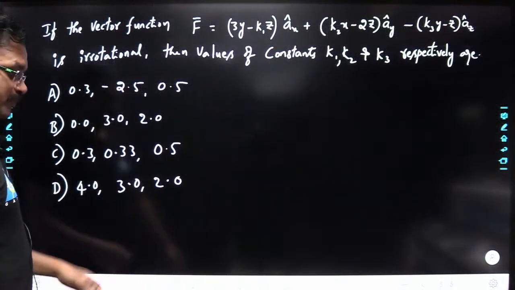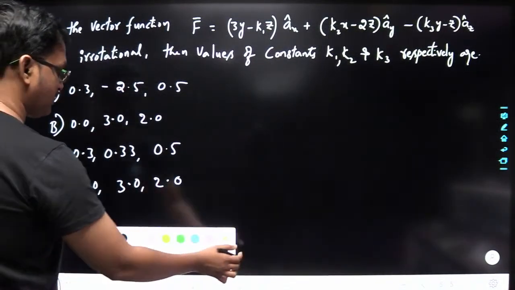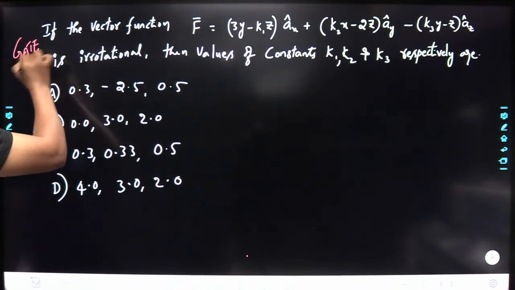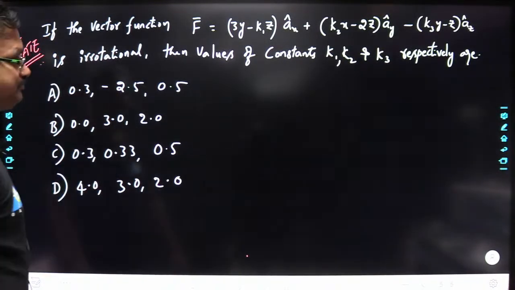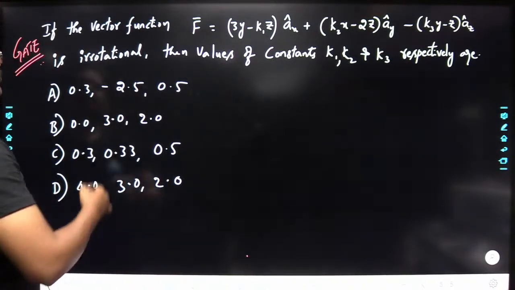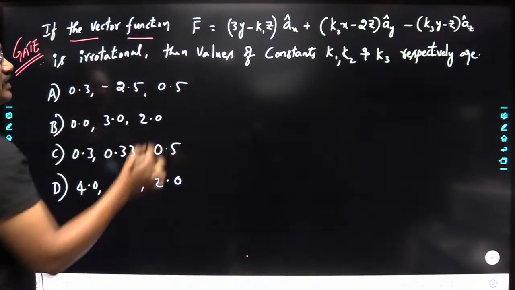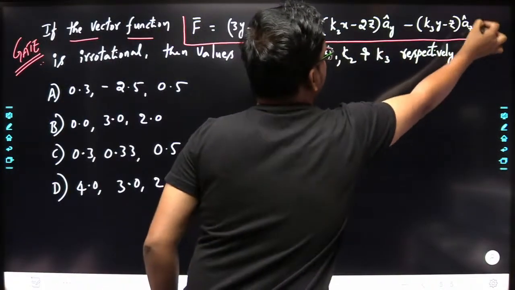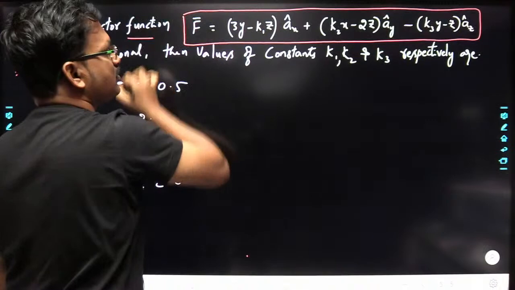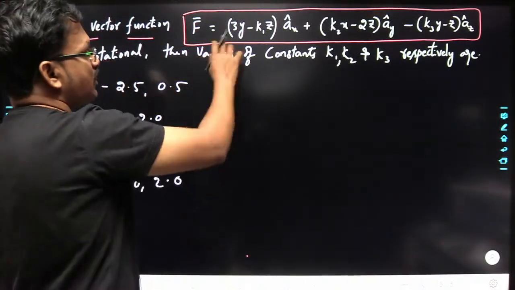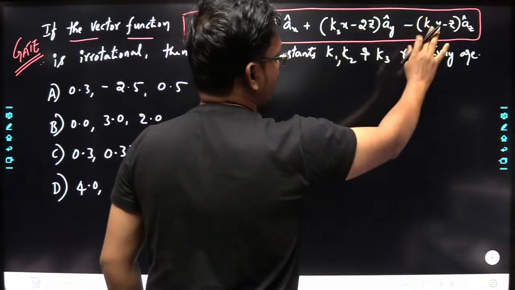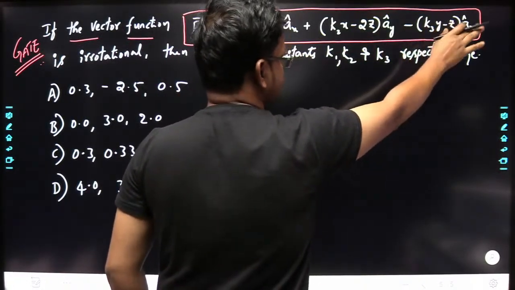This is also a previous GATE question. See here what they have given. If the vector function f bar is equal to some function: (3y minus k1 z) ax cap, (k2 x minus 2z) ay cap, minus (k3 y minus z) az cap.